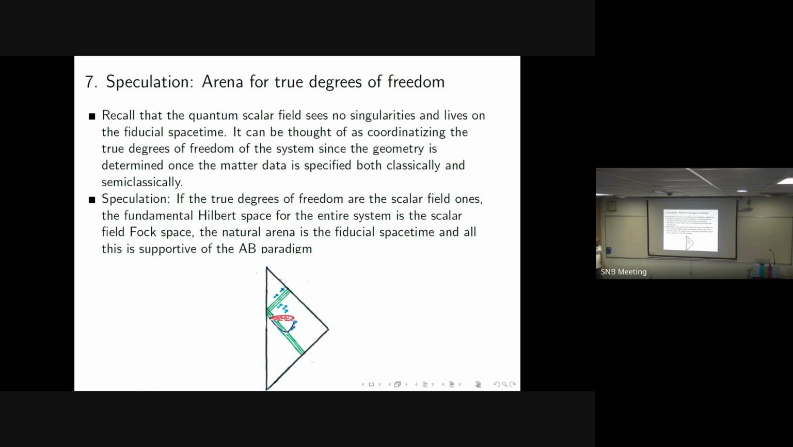Then, because the 2 degrees of freedom are in the scalar field, the Hilbert space of the scalar field is the Hilbert space for the entire system. All the other operators will be written in terms of the scalar field operators, if you could ever construct such a quantum gravity.